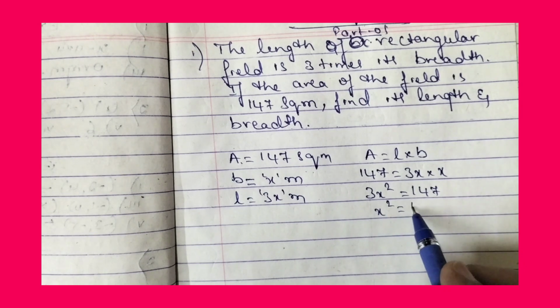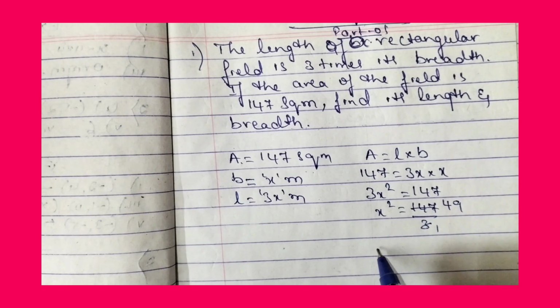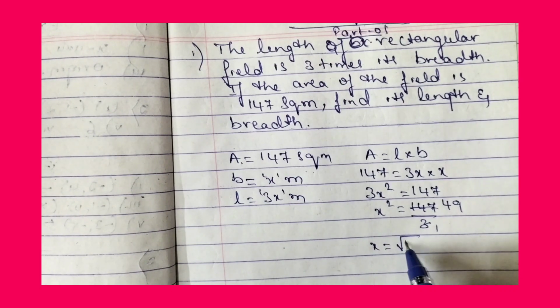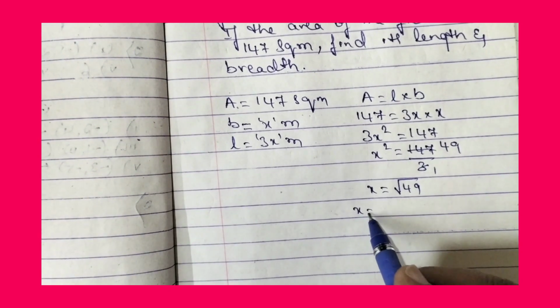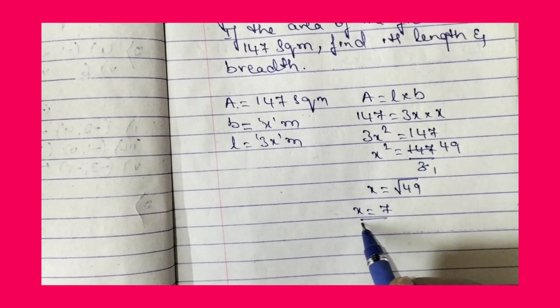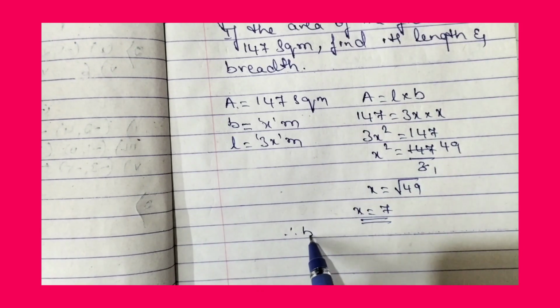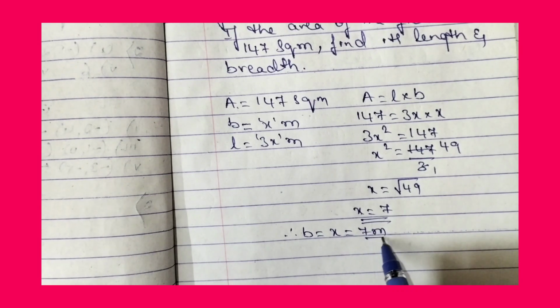So x square is equal to 147 divided by 3. 3 ones are 3, 3 fours are 12, 2 carried, 3 nines are 27. So x square is equal to 49, x is equal to square root of 49, which is 7. So what is x? X is breadth. Therefore, breadth of the rectangular field is x, which is equal to 7 meter.